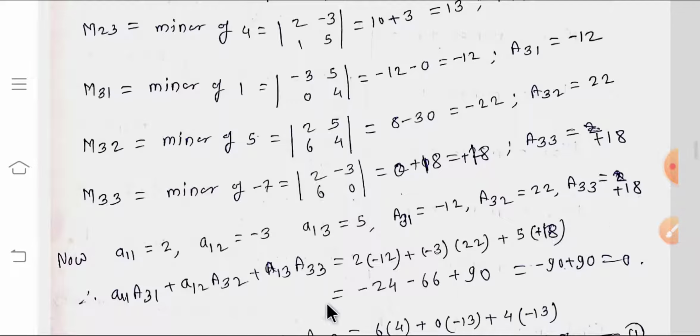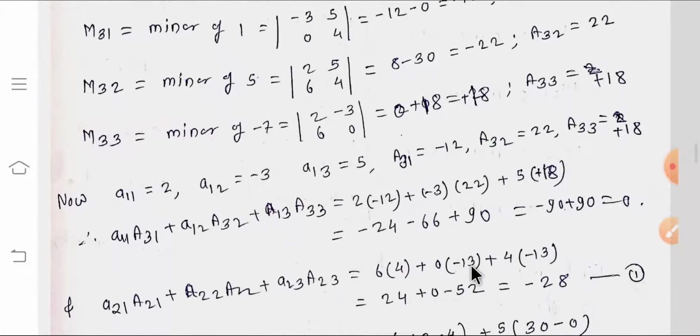The sum should be minus 24 minus 66 plus 90. 5 times 18 is 90, and minus 3 times 22 is minus 66, and 2 times minus 12 is minus 24. So this value is minus 90 plus 90, which is 0, and hence the proof.